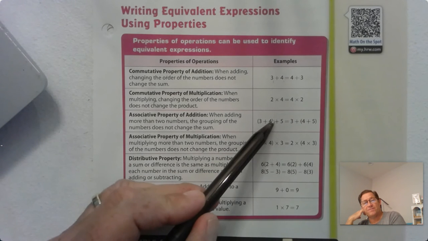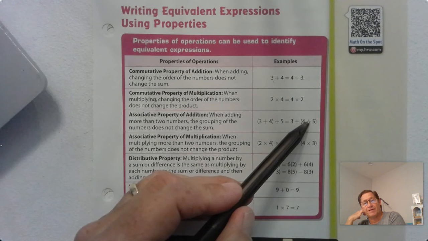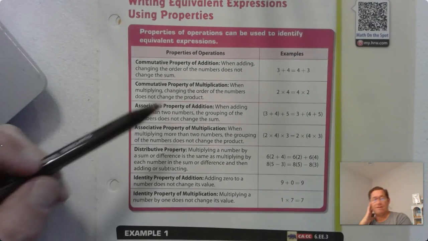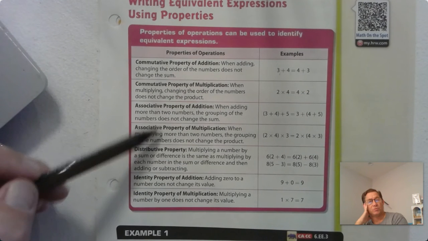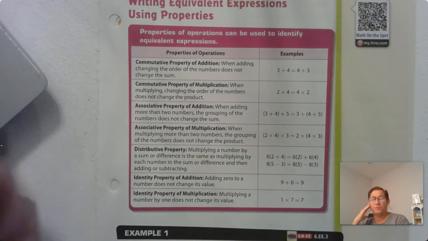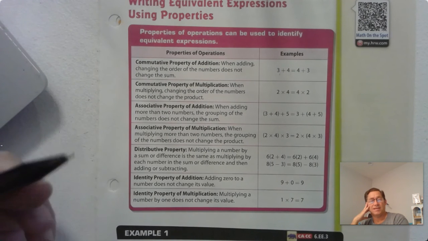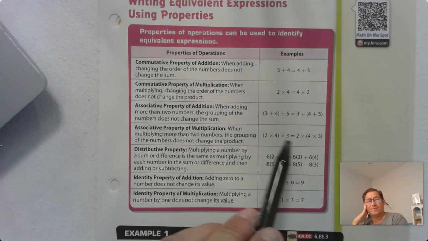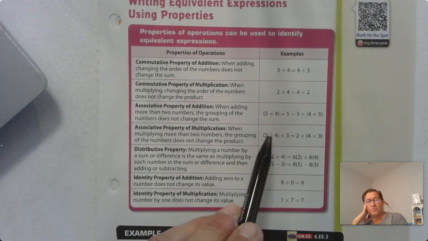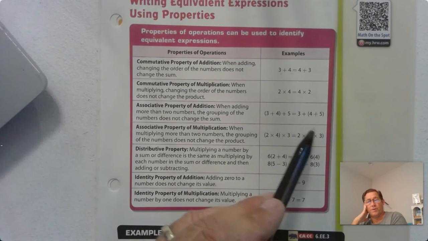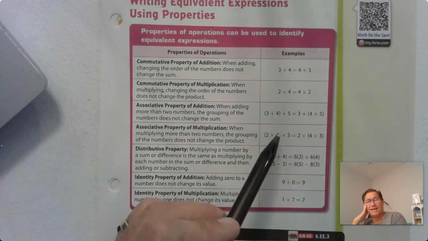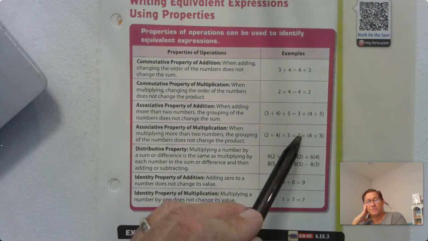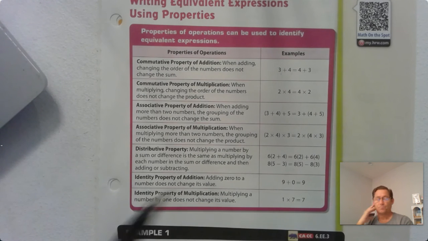This one would be 7 plus 5, which is 12. And on this side we have 9 plus 3, which is 12. Okay. And we also have the same property in multiplication. So when multiplying more than 2 numbers, the grouping of the numbers does not change the product. So here we have 2, 4, 3, 2, 4, 3. On this side, they're grouping the 2 and 4. And on this side, they're grouping 4 and 3. 2 times 4 is 8. 8 times 3 is 24. Here, 4 times 3 is 12. 12 times 2 is 24.